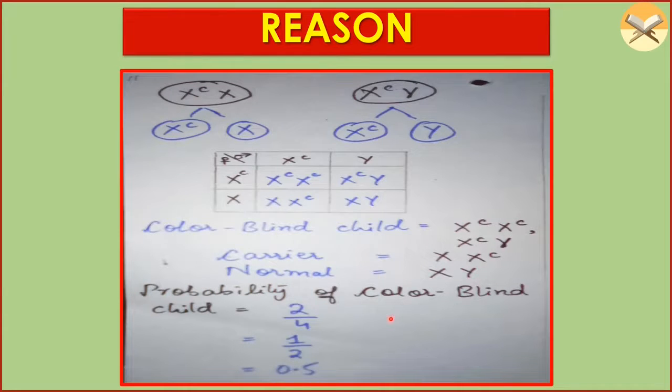As here we are checking the probability of colorblind child, so the colorblind childs are 2. We will divide this 2 with the total number of offsprings, that is 4, and the number that comes is 0.5, which shows that the probability of colorblind child among these 4 offsprings is 0.5.